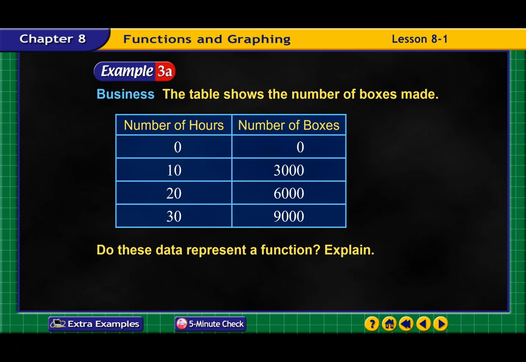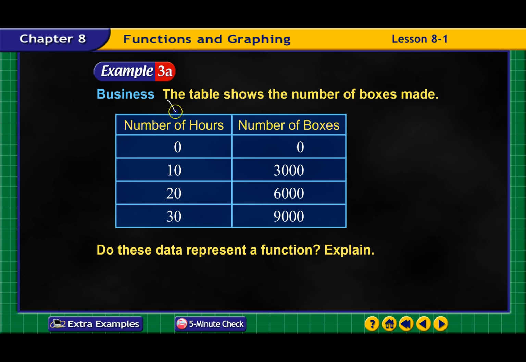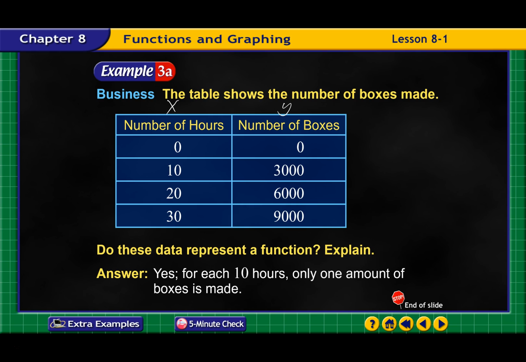All right, so the table here shows the number of boxes that are made. Does the box here represent a function? Well, we'd have to figure out x and y. So if I make this my x values and this my y values, my domain has 3 different things. I have range has 4 different things. Should be a function. For every 10 hours, there is only one amount of boxes that are made. It'd be crazy if there were 2 different amounts being done at the same time by the same thing. So yeah, that'd be just weird. So that's one reason that we use this term function, is so that we can make determinations like this.